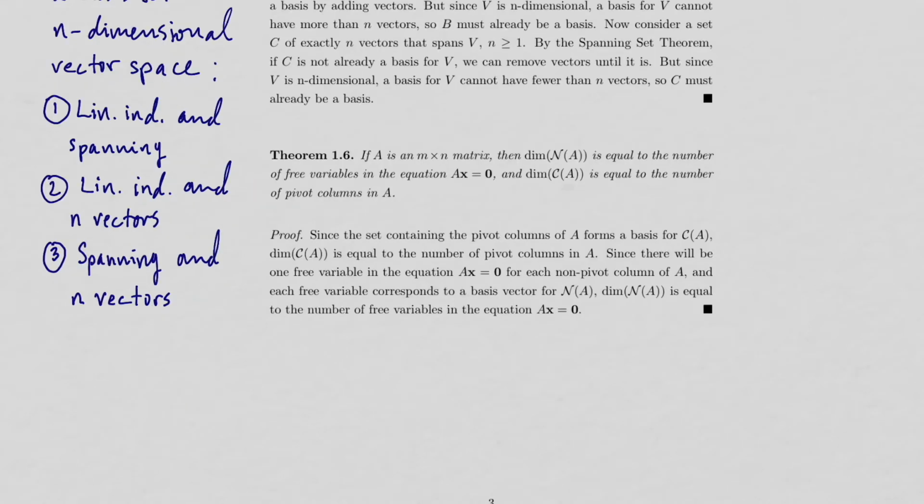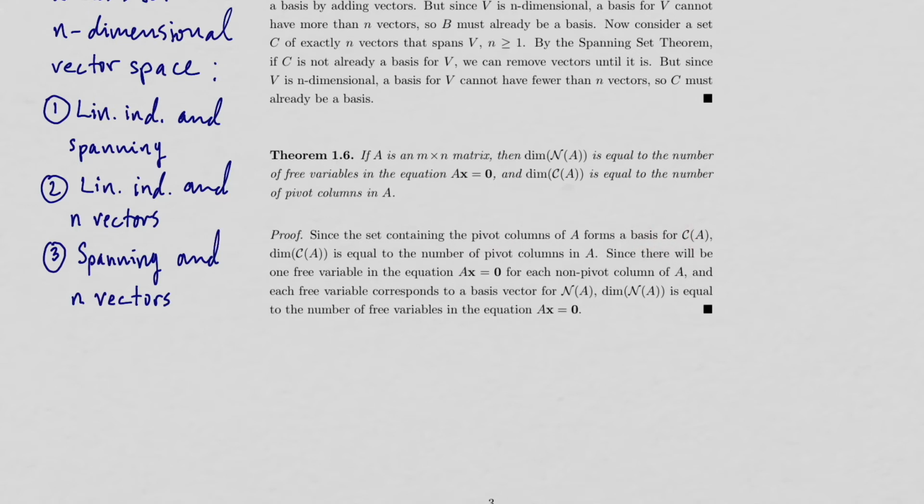Okay, the last theorem in this section says if A is an m by n matrix, then the dimension of the null space of A is equal to the number of free variables in the equation AX equals 0, and the dimension of the column space of A is equal to the number of pivot columns in A. The proof is very straightforward. We have a theorem that says that the pivot columns of A form a basis for the column space of A. Well, the number of vectors in the basis is the dimension. So the number of pivot columns is equal to the dimension of the column space.